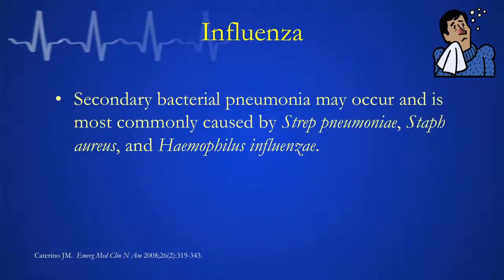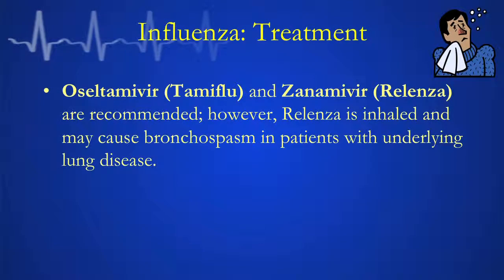Secondary bacterial pneumonia may occur and is most commonly caused by strep pneumonia, Staph aureus, and Haemophilus. So even though we're saying mostly watch out for the Staph aureus because you need to tailor your antibiotics, especially with the MRSA, other things can cause it though. So it can be strep pneumo, it can be Haemophilus. You always want to think Staph aureus though as well, so that you make sure you get your appropriate treatment on board.